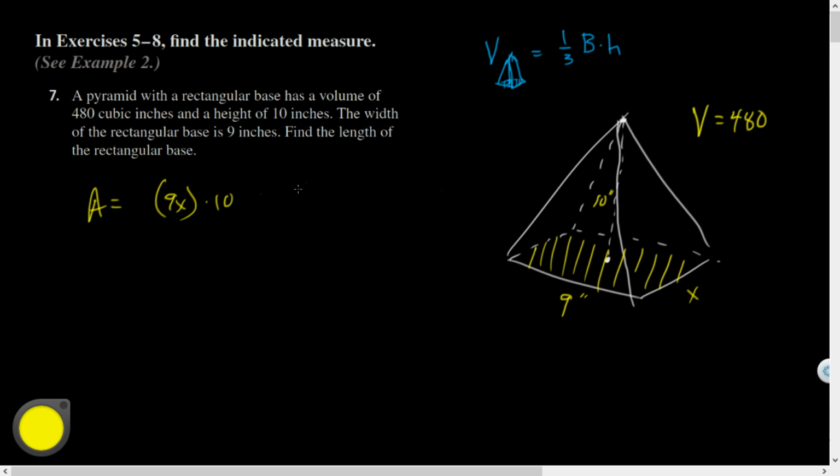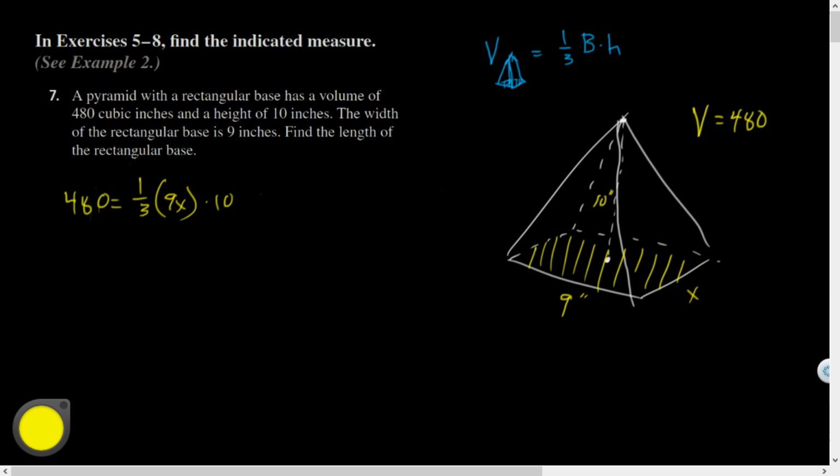These are all in inches, fortunately. And then it's 1/3 of that. I also wrote A, oh my goodness, guys, that's so embarrassing. We're talking volume. Right, there we go. And the volume is 480.